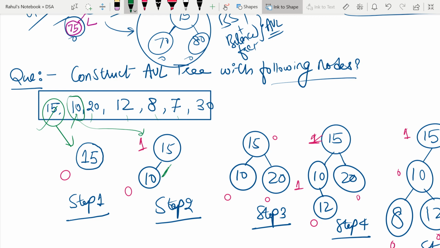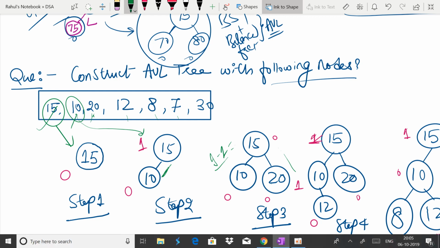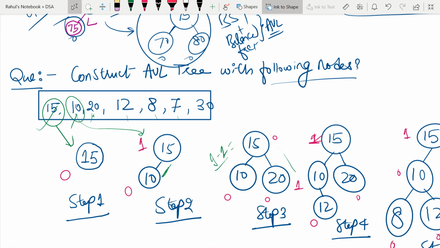Now this node is also placed. The next node is 20. 20 is greater than 15, so we place 20 in the right subtree. If we calculate the balance factor, these two are 0 as they are leaf nodes, and the balance factor of 15 is the height of left subtree, 1, minus the height of right subtree, 1. 1 minus 1 is nothing but 0. So the balance factors are 0, 0, 0, no problem. They all follow the properties of AVL trees. So 20 is also placed in the AVL tree.